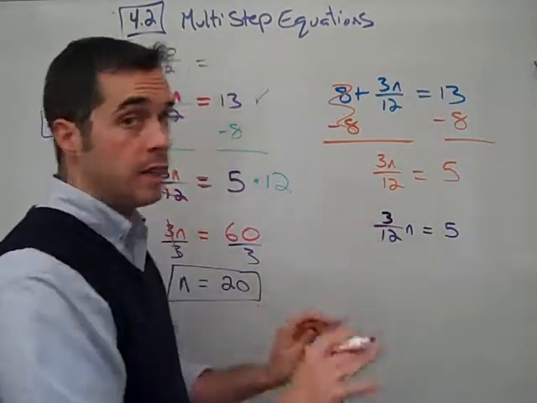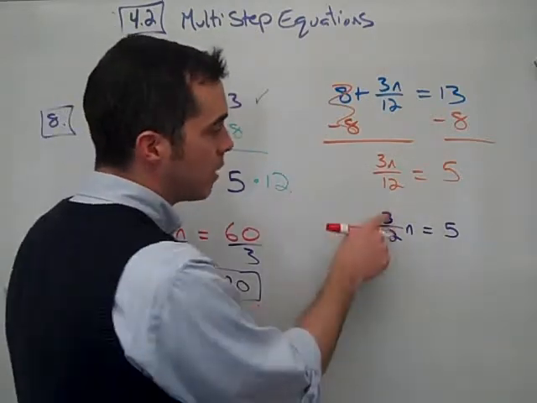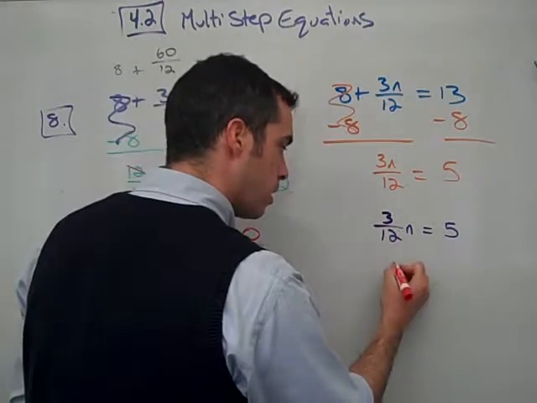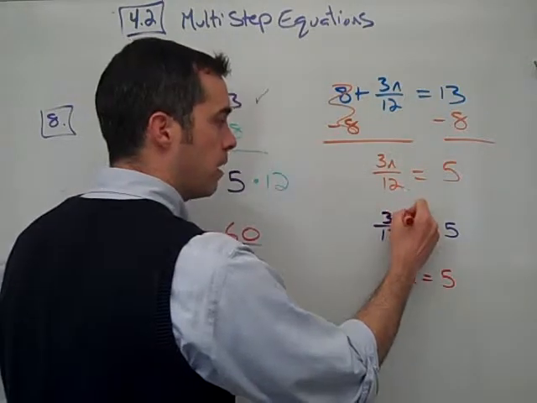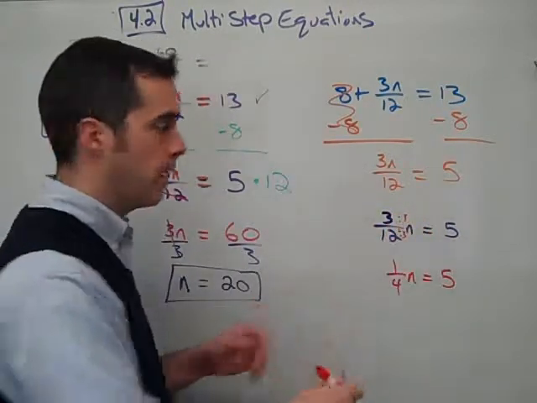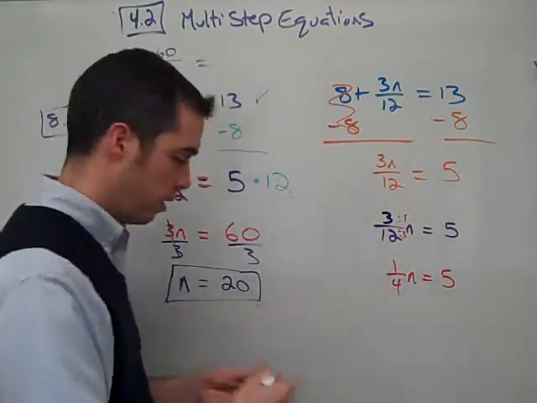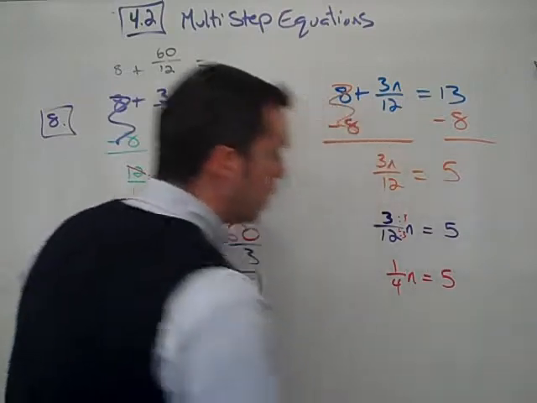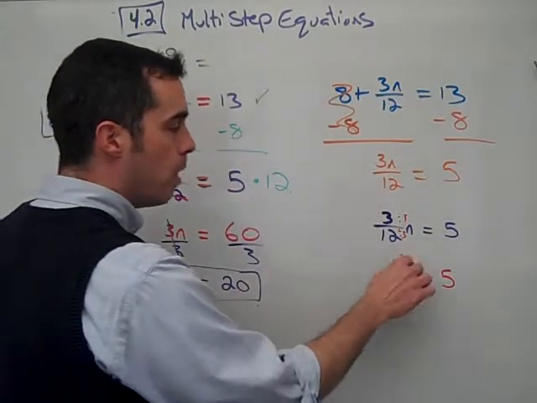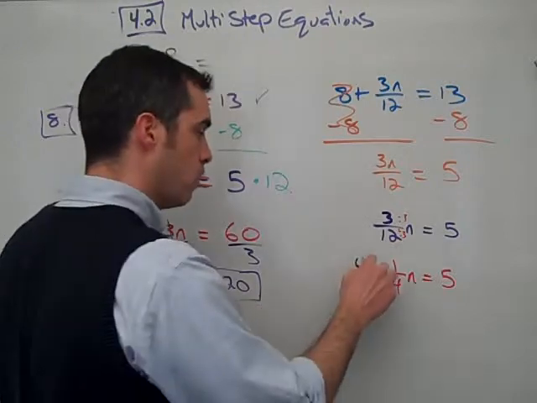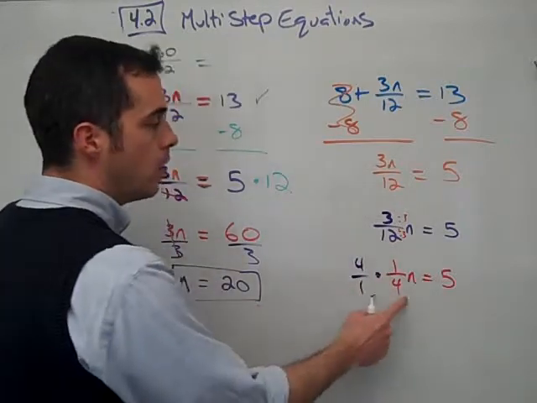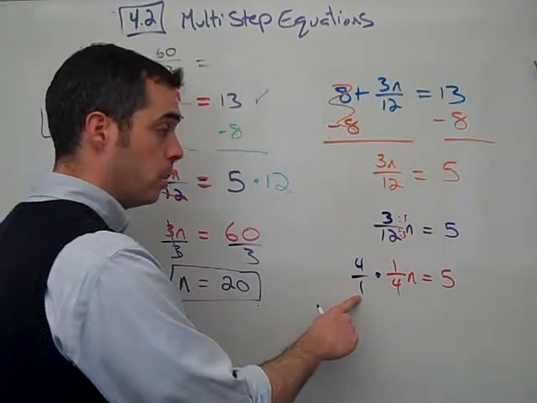This is a fraction, and it's not in simplest form. So the next thing I could do is simplify 3/12 into 1/4. Divide by 3, divide by 3, 5th grade math. 3/12 is the same as 1/4. And finally, I will multiply the 1/4 by its reciprocal, 4/1. A number times its reciprocal is 1.